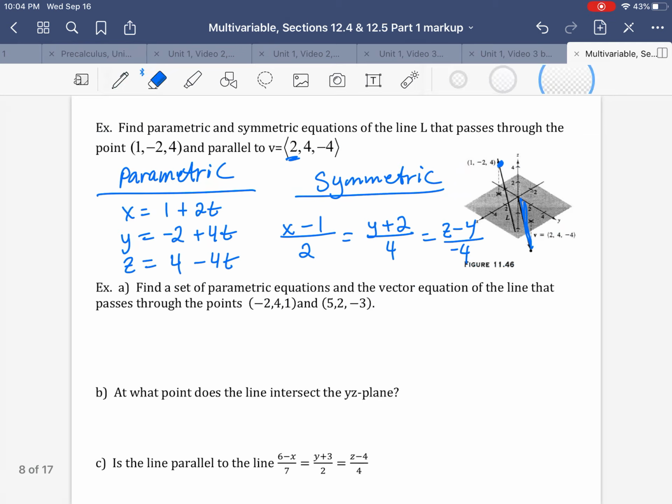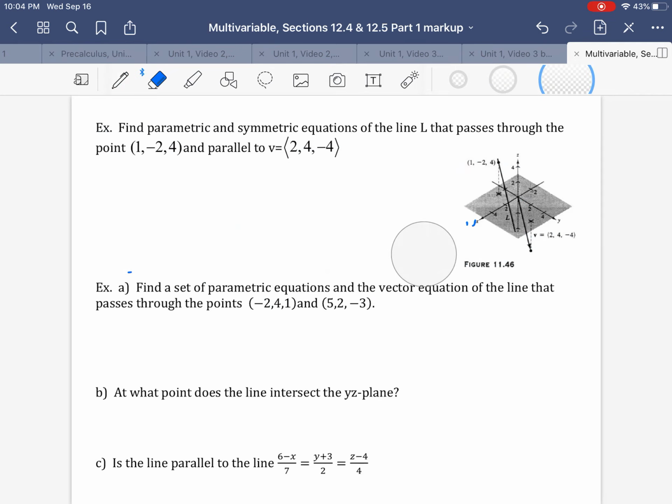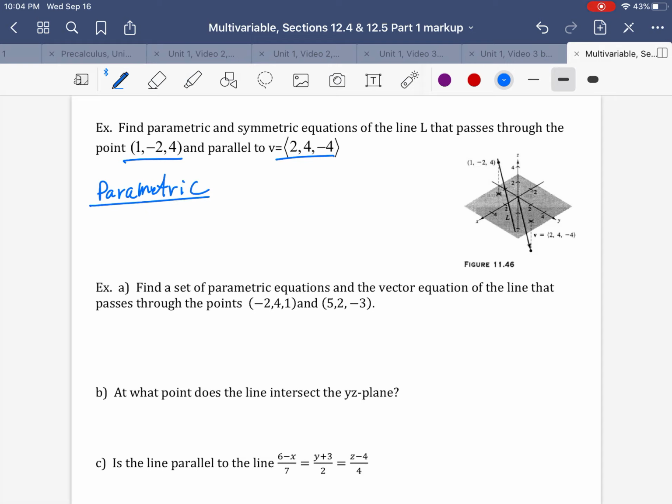Let me erase that, because I was going to do some of this in a different video. If you want to find the equation of a line in 3 dimensions and somebody gives you a point to go through and a vector to go through, all you basically do is put it in parametric format, and parametric frankly is the most useful format. If something's not in parametric form, you kind of want to put it in that.